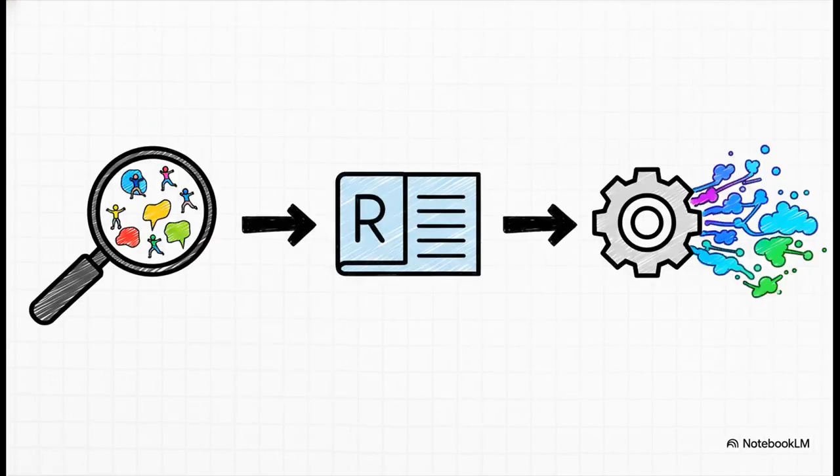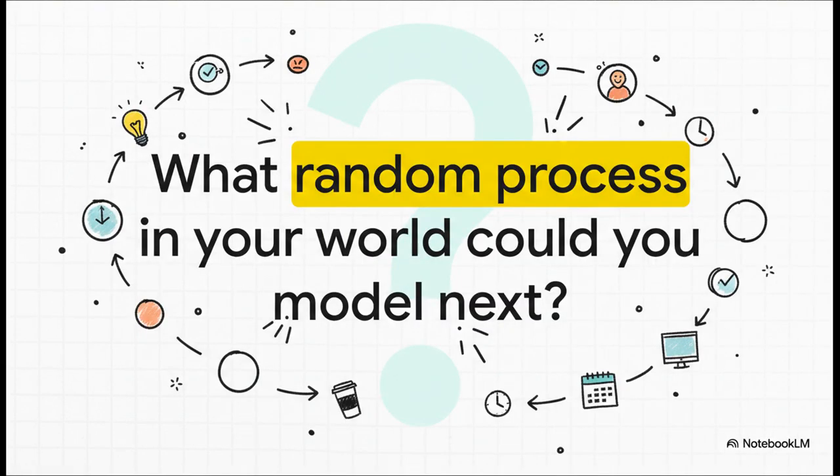So that's the whole story in a nutshell. You watch the past to build a rulebook, and then you use that rulebook to power an engine that gives you a glimpse, a probabilistic map of the future. So now you get it. You have these two amazing tools in your mental toolkit, one for counting random events and one for modeling jumps between states. So the question for you is, what random process in your world are you looking at now and thinking, I could probably model that?